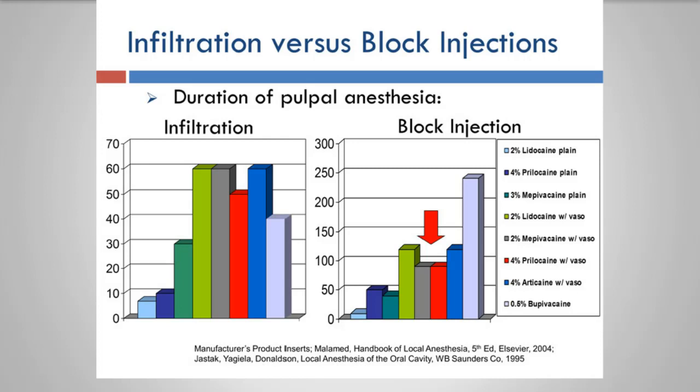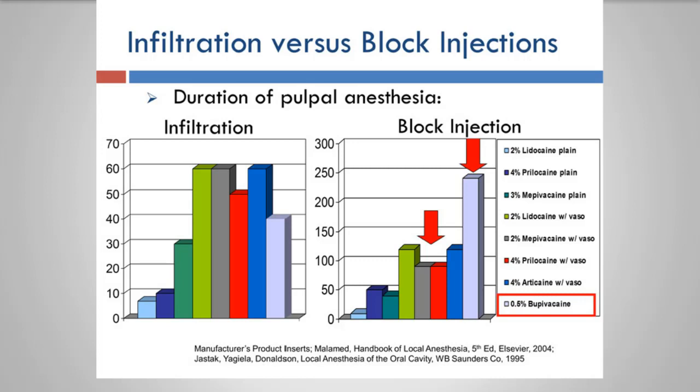All right, now we're comparing the two graphs here. Over on the right side we have block injections, and I want you to notice that the time scale is considerably different here. We're going up to 300 minutes. Here for our big four, lidocaine, mepivacaine, articaine, prilocaine, all of these will give us now about an hour and a half to 2 hours of pulpal anesthesia when delivered as a block injection. And then if we look at the far right, here's our bupivacaine, our long-acting anesthetic. Now delivered as a block, we have a significantly greater duration of pulpal anesthesia.